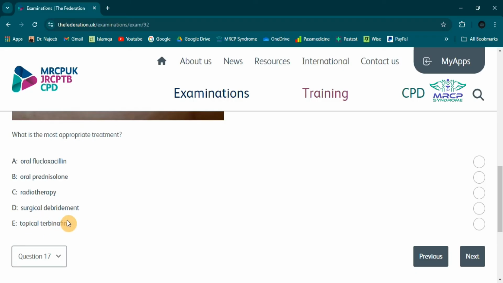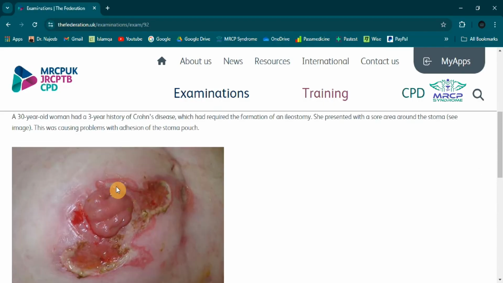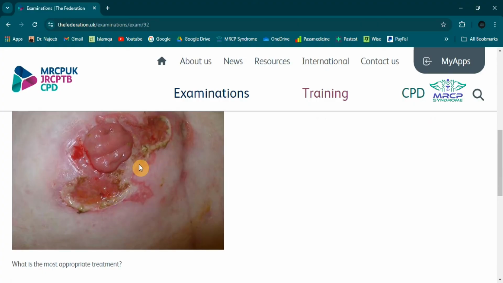Topical terbinafine, this is the antifungal treatment. So it would be appropriate if the sore area was suspected to be fungal in origin. In that case, there would be erythematous pruritic lesion with formation of satellite pustules. So this is the typical case of pyoderma gangrenosum.